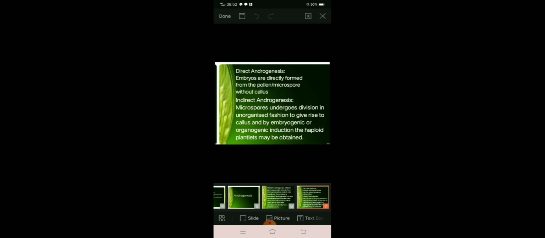So, direct androgenesis: embryos are directly formed from the pollen microspore without callus. In indirect androgenesis, microspores undergo division in an unorganized fashion to give rise to callus by embryonic or organogenic induction. The haploid plantlets may then be obtained.